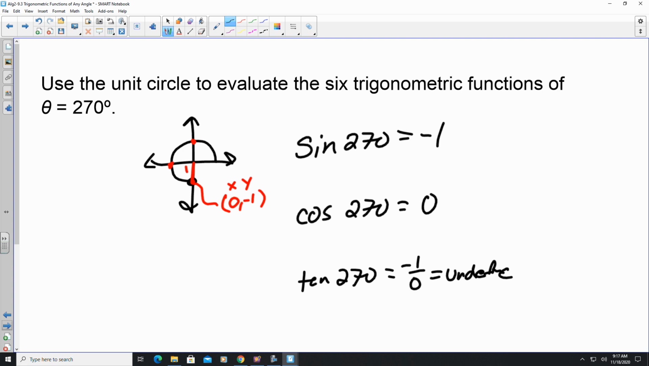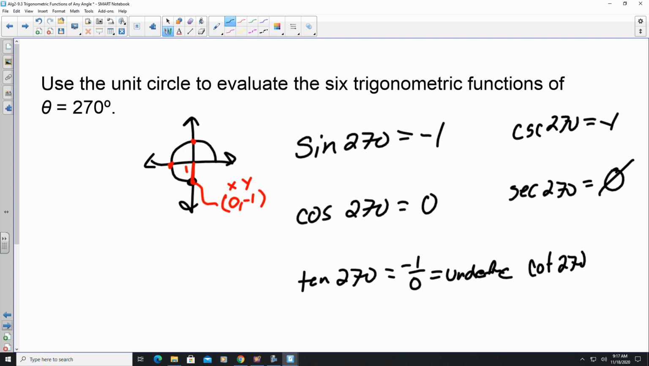Looking at the reciprocal ones: cosecant of 270, secant of 270, and cotangent of 270. So this one here is still also going to be -1 because it just gets flipped. Because 0 now is going to be on the bottom, this one here is going to be undefined. And this one here, when you flip it, is just going to be 0.